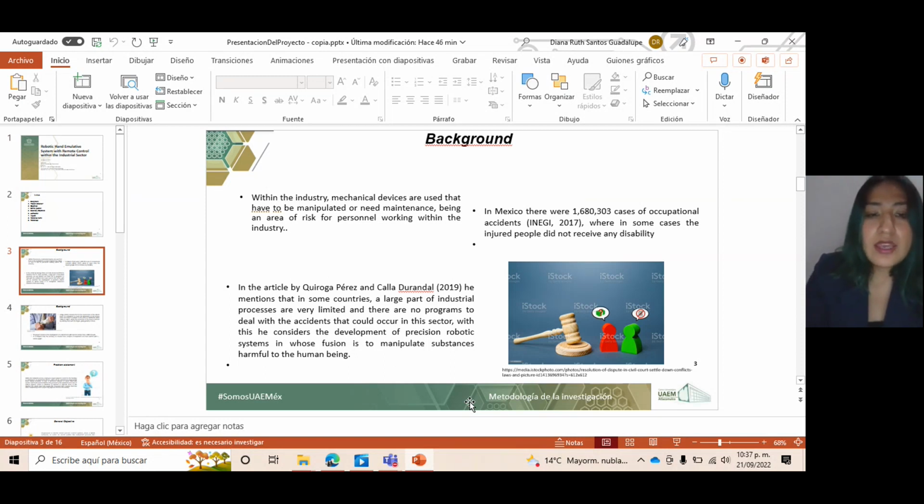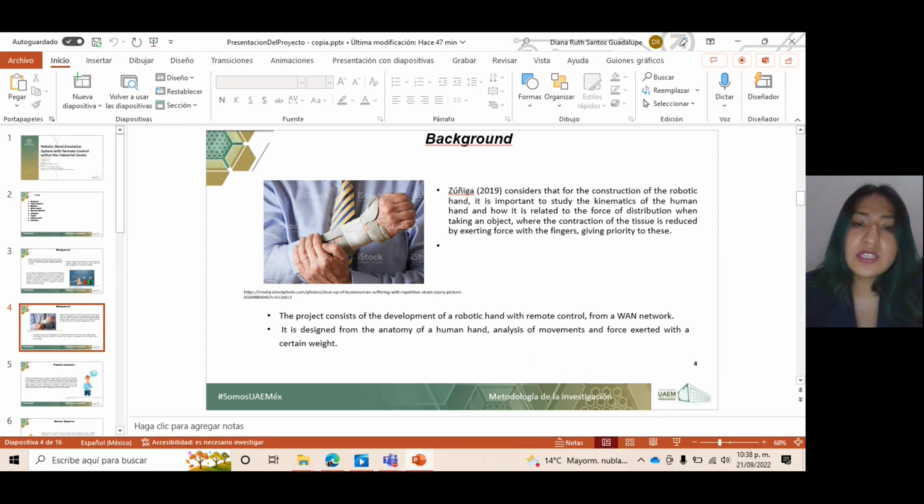In the article by Quiroga Perez and Carla Duran, he mentions that in some countries, a large part of industrial processes are very limited and there are no programs to prevent the accidents that occur in this sector. When this is considered, the need for precision robotic systems arises, where the manipulable substance is hard on the human body.